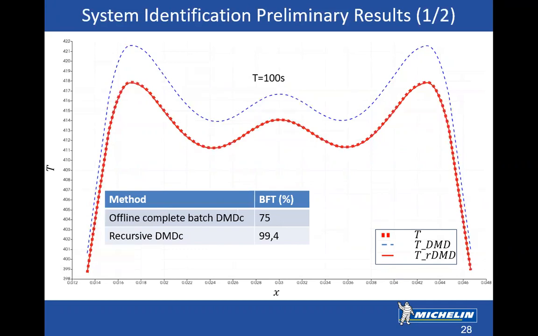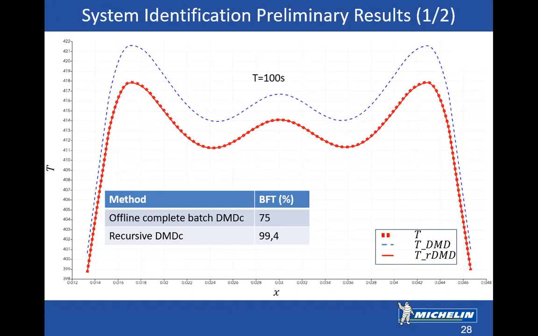Meanwhile, for the system estimation, using the recursive DMDC or the offline complete batch DMDC. So okay, I have the complete batch DMDC, which is only for posterior use. I plotted the high fidelity temperature as before using the red blocks. For the offline complete batch DMDC, I've used the blue dotted lines, and for the recursive DMDC, I've used the red lines. As we can see, the recursive DMDC is almost the same as the high fidelity temperature. Meanwhile, the DMD is close, but not that close. We have a difference of 4 degrees in between.